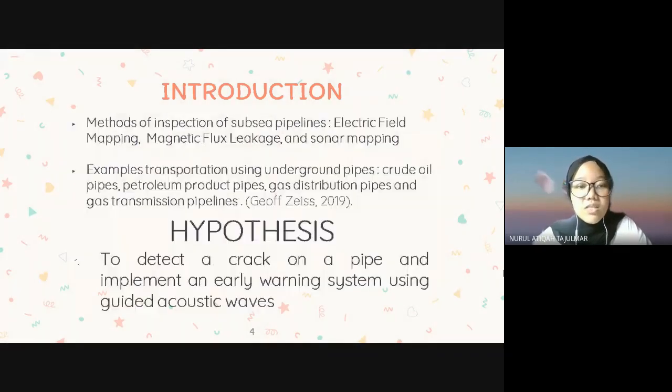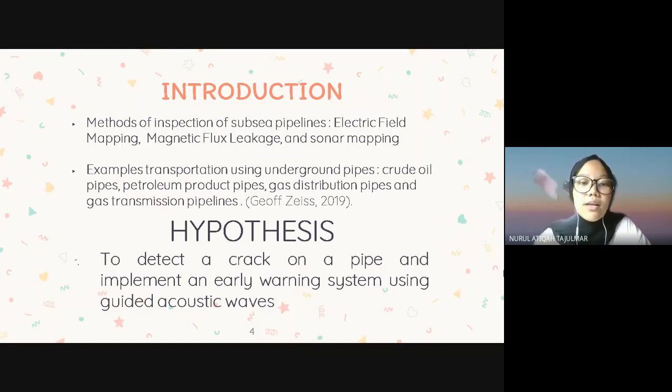So in order to overcome this situation, a lot of inspection methods have been developed to ensure that these pipes are working in top condition. One of those methods is electric field mapping, which basically uses two electrodes, one on one end of the pipe and another on the other end. They run an electric current through the pipe and calculate the voltage drop between these two electrodes, and the voltage drop will tell us if there is any kind of anomaly on the surface of the pipe.